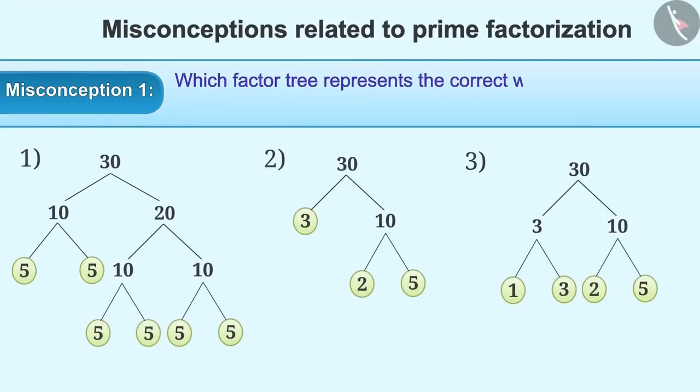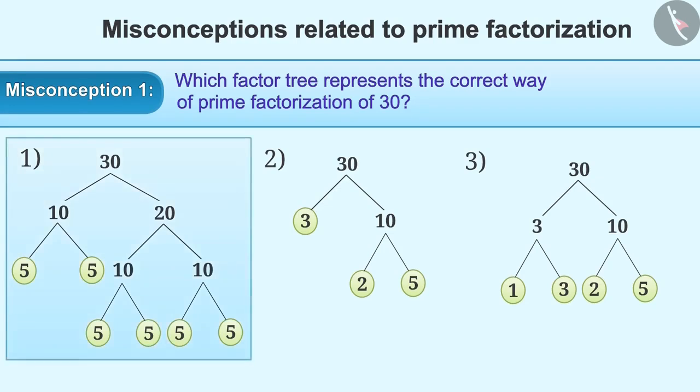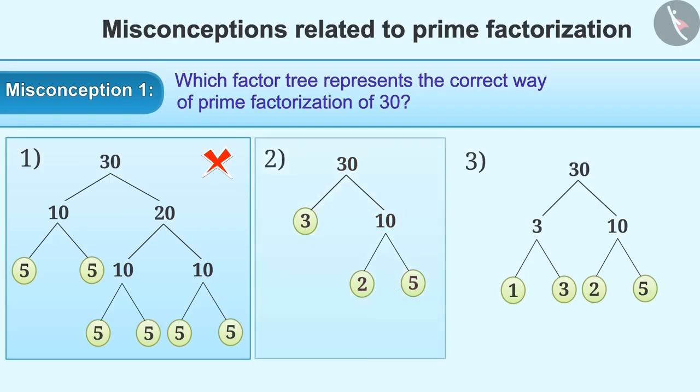Misconception 1. Which factor tree represents the prime factorization of 30? While representing factor tree, sometimes addition operation is used to find the factor pair. Like in option 1, the addition of 10 and 20 is 30. Similarly, the addition of 5 and 5 is 10. This is an incorrect way of representation. The correct way to perform this is to find those numbers whose product gives the same number. Therefore, the correct answer is option 2.